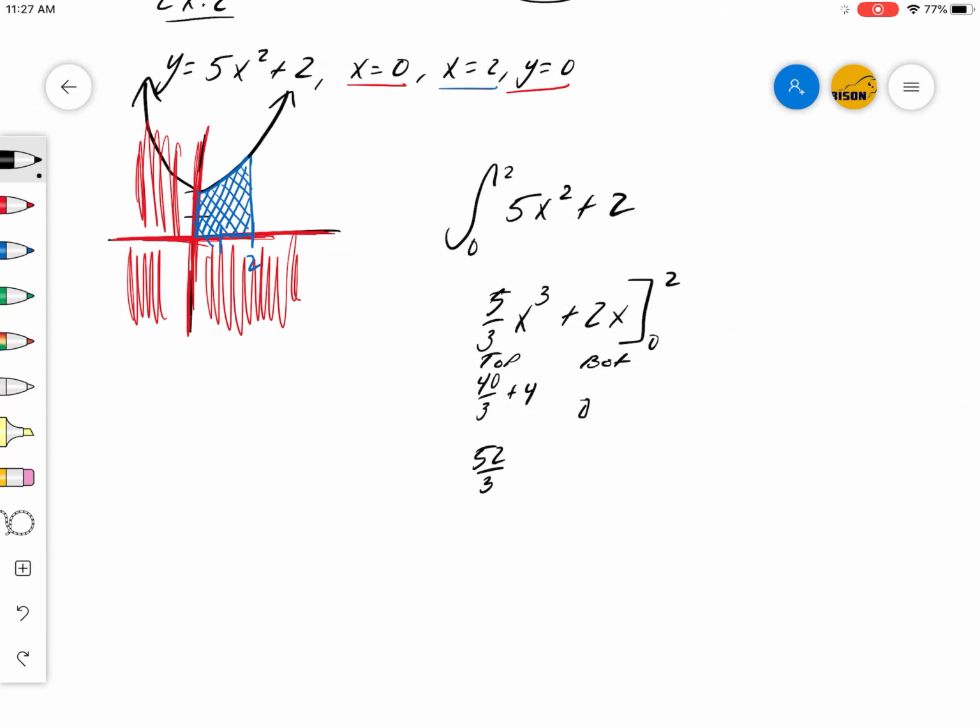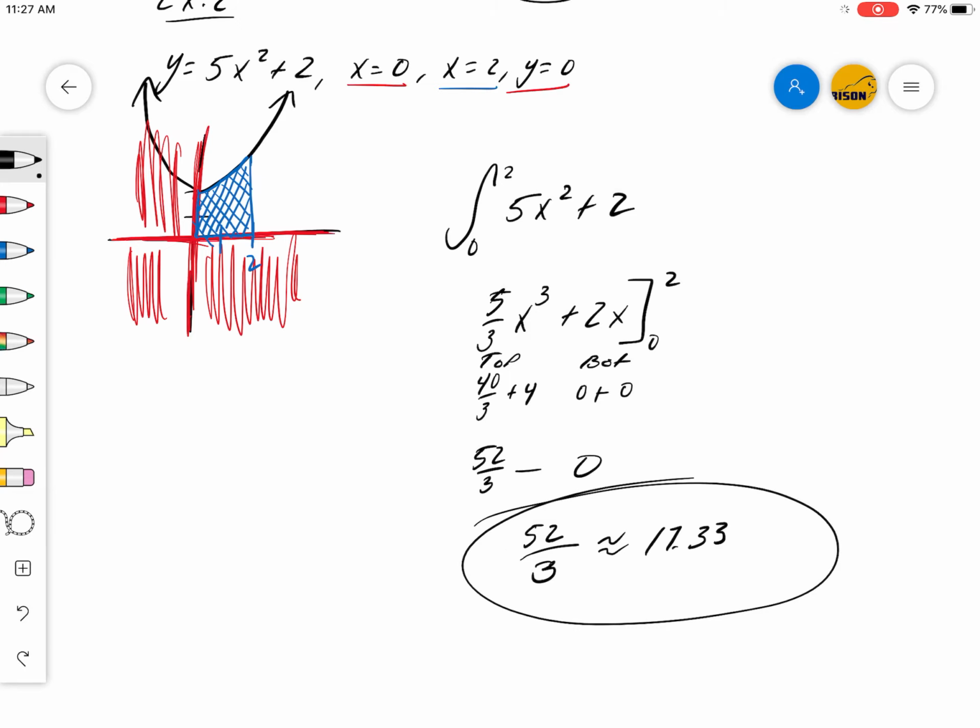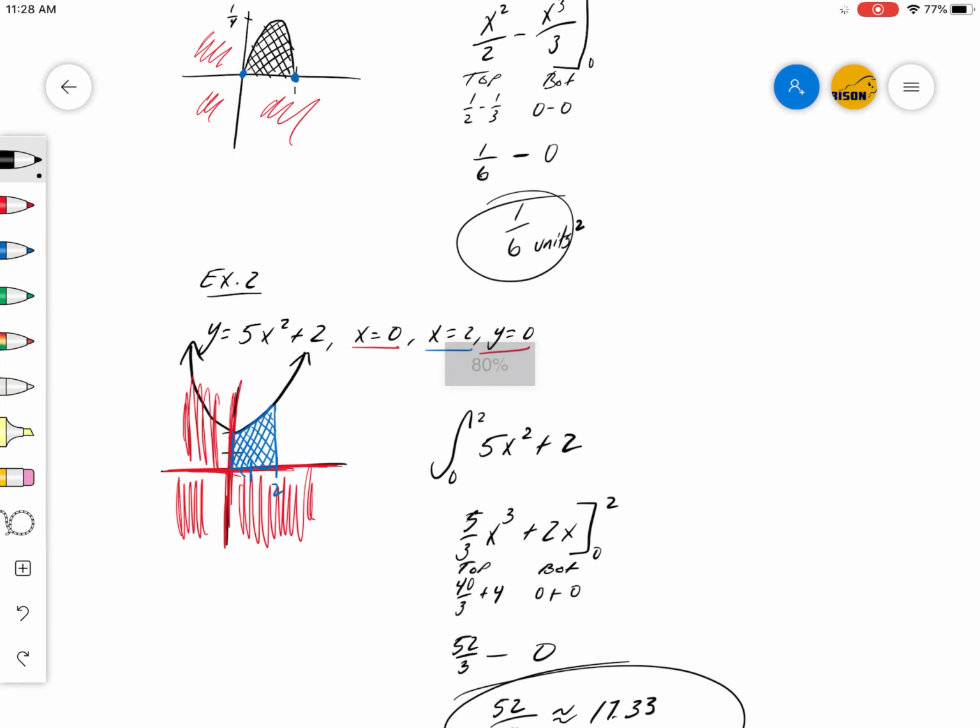For the bottom, I'm plugging in 0. So 0 cubed is 0 times 5/3 would be 0. Then plus 2 times 0 would be 0 again. So that's 0. So we got minus 0. So 52 over 3 would be the area for this one. That works out to be 17 point something, 17.33. Okay, so answer it as a fraction, answer it as a decimal. It doesn't matter to me.